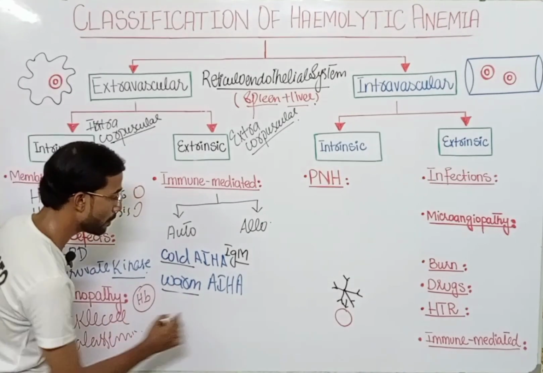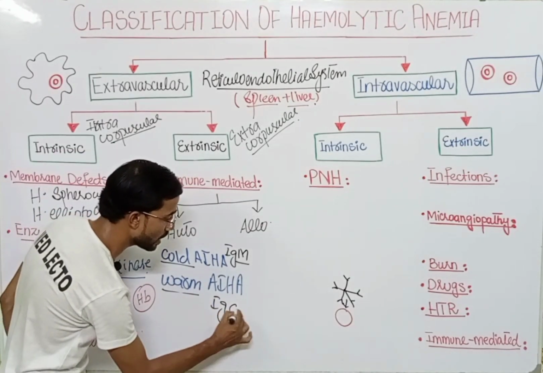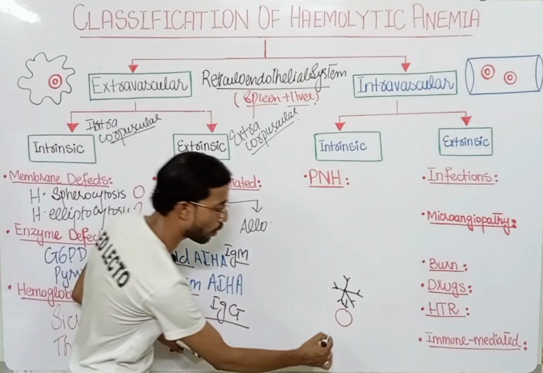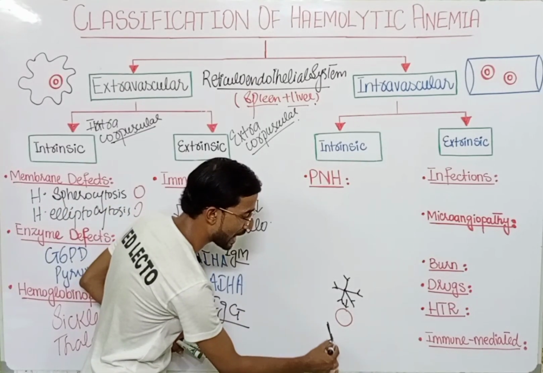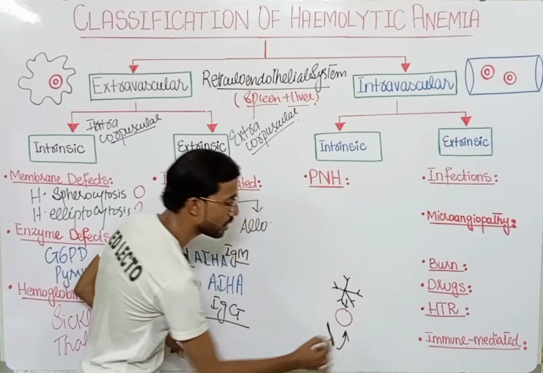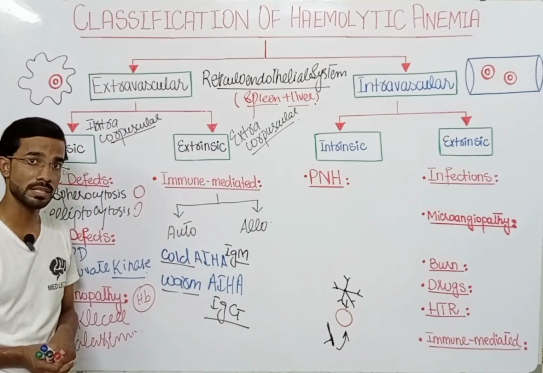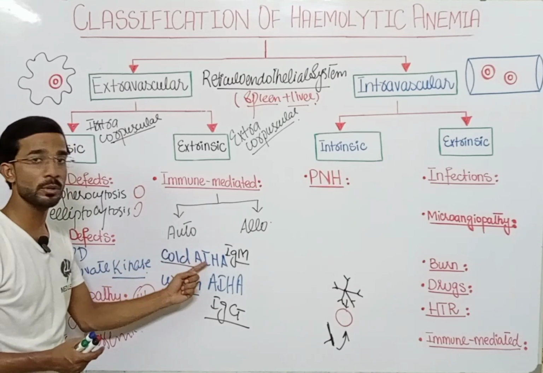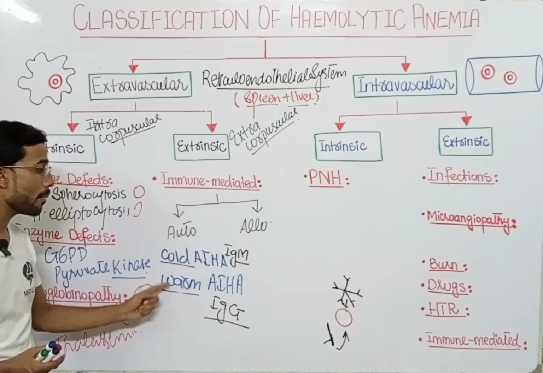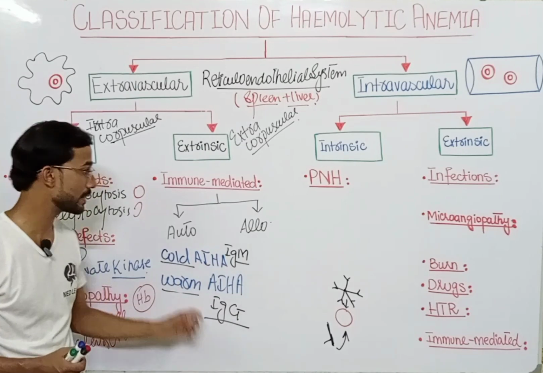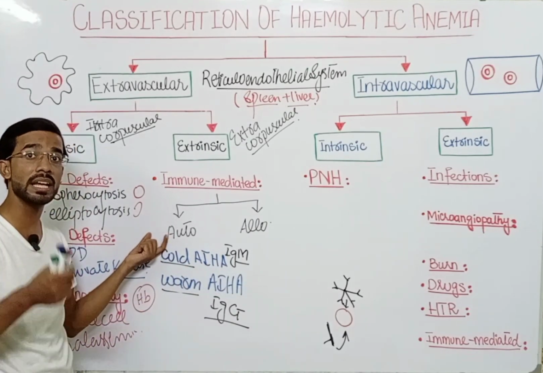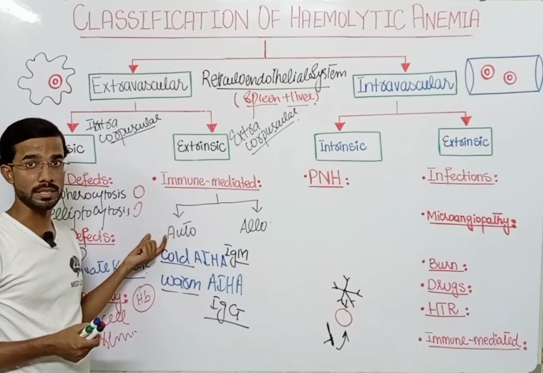And in the case of warm, you see IgG, which is again an antibody, a monomeric antibody that attaches to the RBCs and causes hemolysis. So these are called cold autoimmune hemolytic anemia and warm autoimmune hemolytic anemia. That is the auto type, where antibodies are produced against our own body's RBCs.